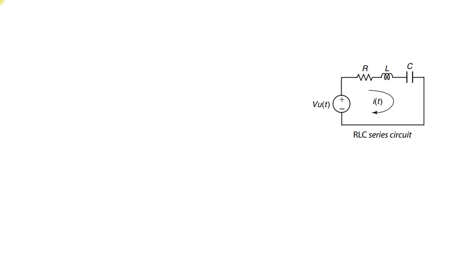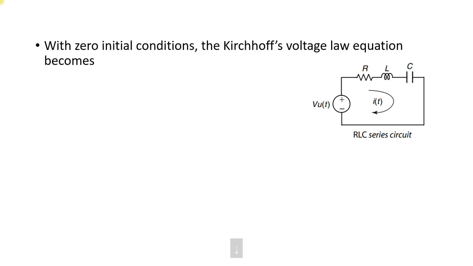For this circuit, first of all, I would write the loop equation. Here I consider the initial conditions to be 0. That means the initial voltage across the capacitor is taken as 0 and the initial current through the inductor is also taken as 0. So the loop equation looks like this: R into i(t) plus L into di(t)/dt plus 1 by C integral of i dt is equal to V into u(t).